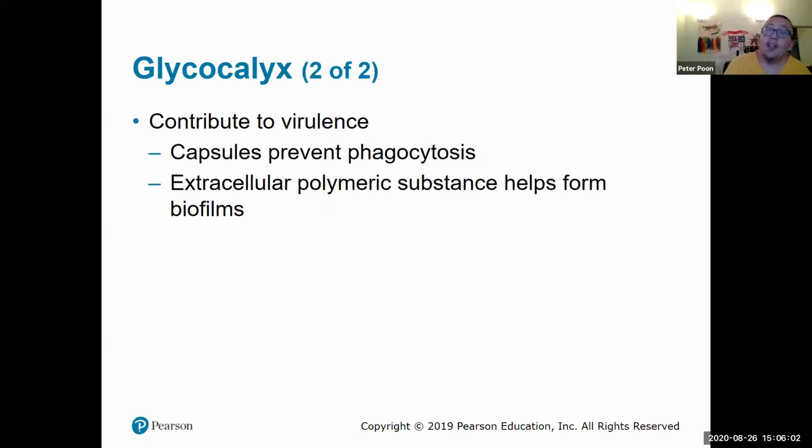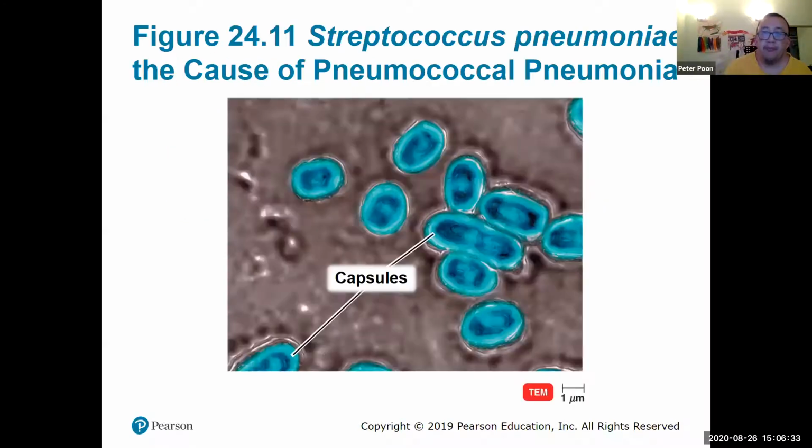The glycocalyx can contribute to virulence. The capsules prevent phagocytosis. They prevent the white blood cells from actually engulfing the bacteria, because the bacteria can just slide away. The slime actually allows it to slide a little bit. And then the extracellular polymeric substance helps form the biofilm of multiple groups of bacteria.